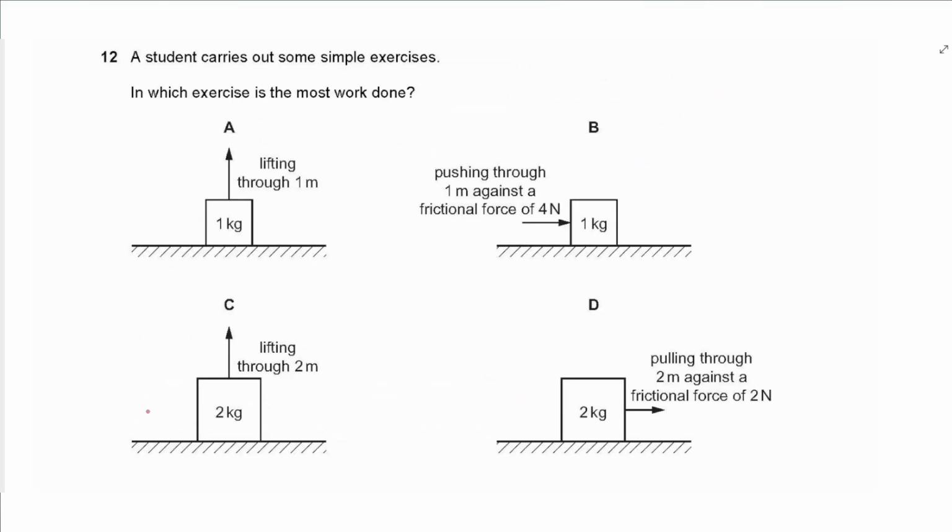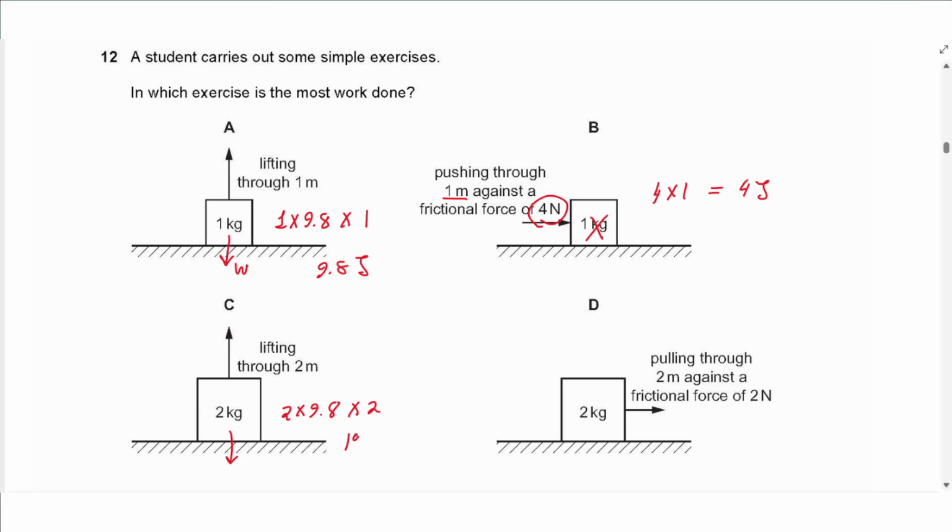Question 12 says a student carries out some simple exercises. In which exercise is the most work done? So work is equal to the force multiplied by the parallel distance. Here we have lifting 1 kilogram through a distance of 1 meter. So the force must be equal to the weight, which is 1 times 9.8. And then we multiply by the distance 1, that would give us 9.8 joules. For B, we have the force 4 newtons and the distance is 1 meter. The mass is unrelated to the question, so 4 times 1 gives us 4 joules. For C, the weight is equal to 2 times 9.8, and then we move the distance of 2 meters. This looks like a large number, 19.6 joules.